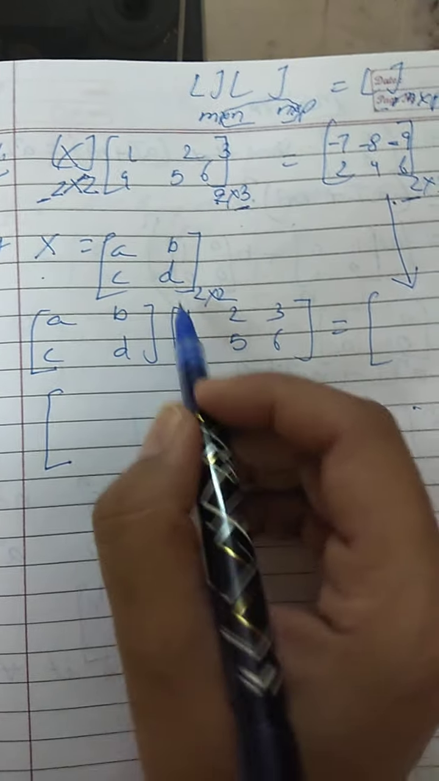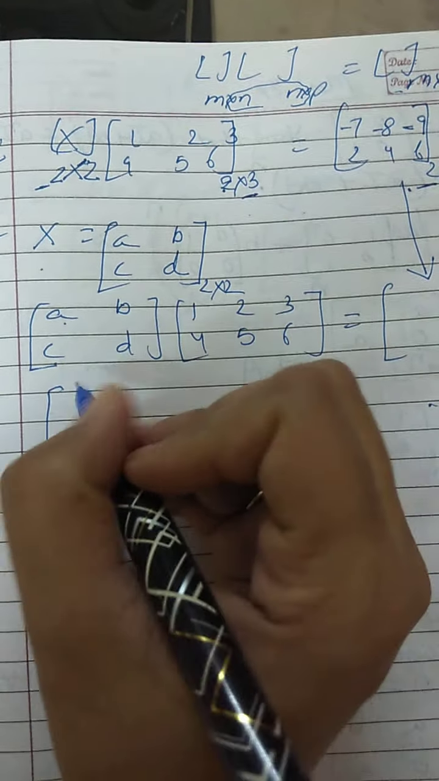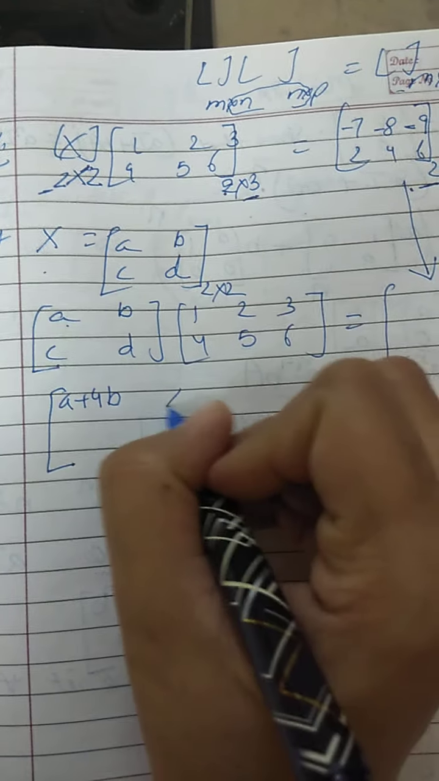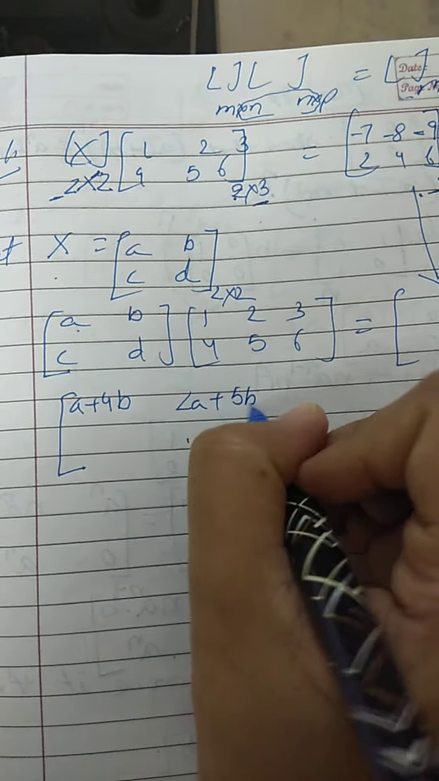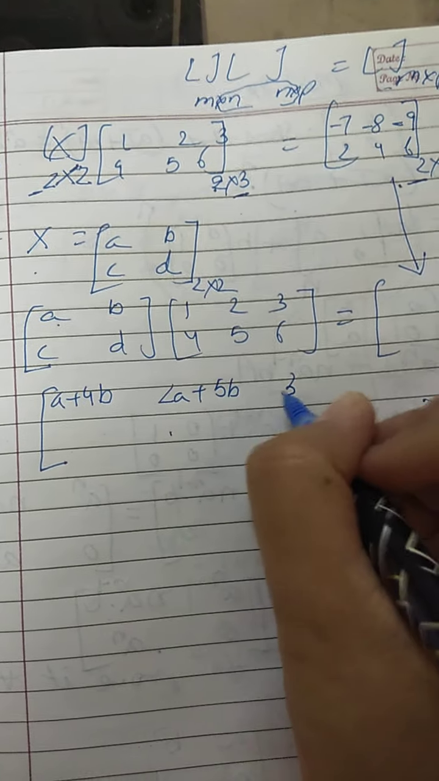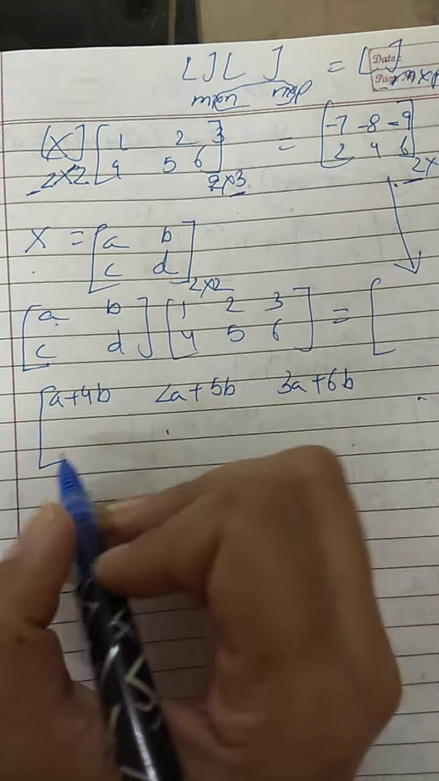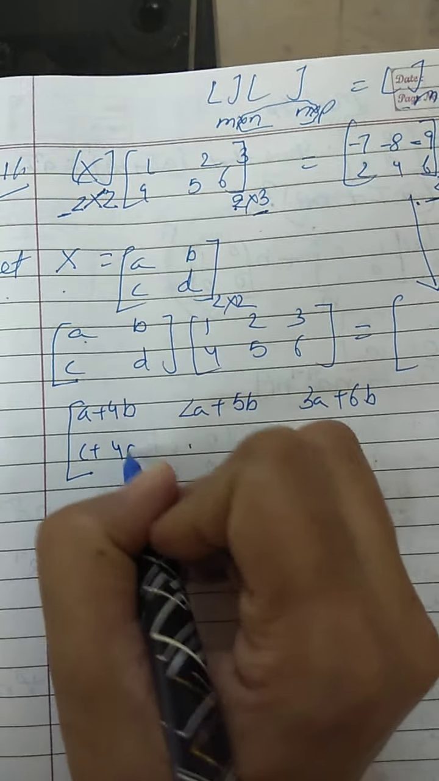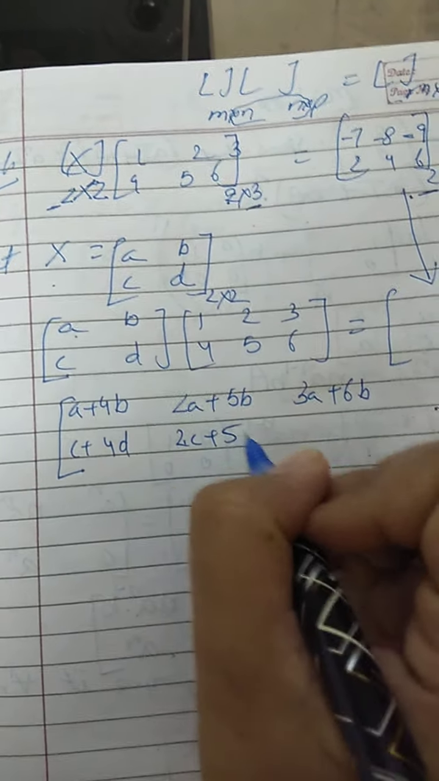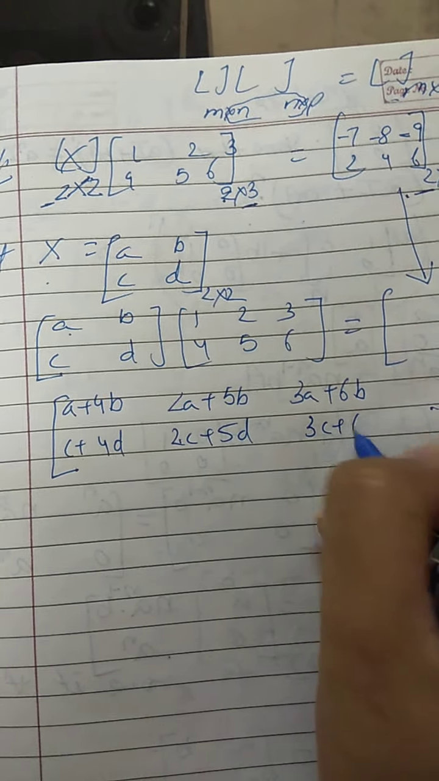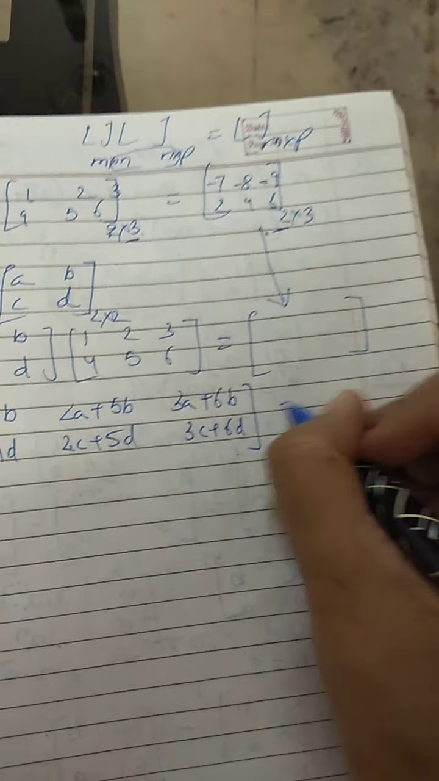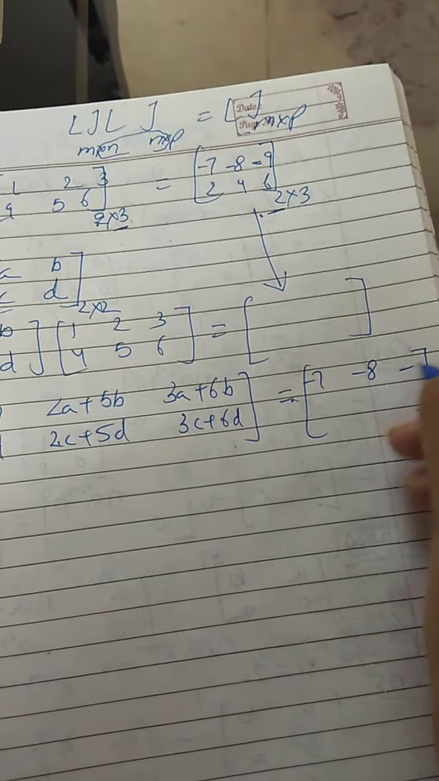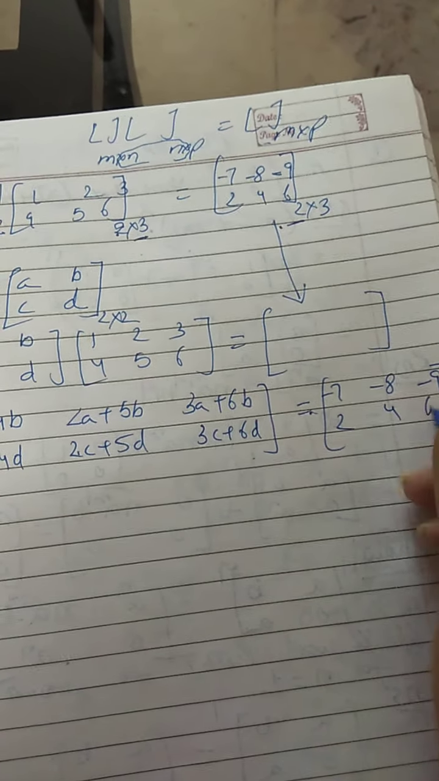First row, first column, it will be A plus 4B. Now first row will go to second column, it will be 2A plus 5B. Then first row will go to the third column, it will be 3A plus 6B. Right, first row is complete. Now the second row turn, it will be C plus 4D, then 2C plus 5D, then 3C plus 6D is equal to, what is the given matrix here? -7, -8, -9, 2, 4 and 6.